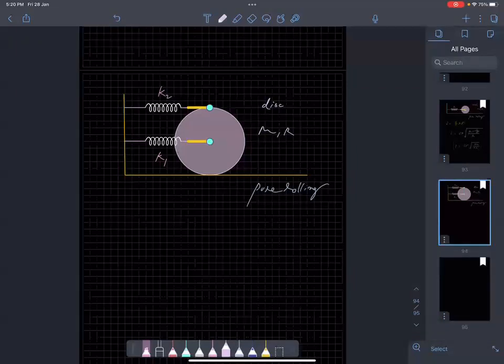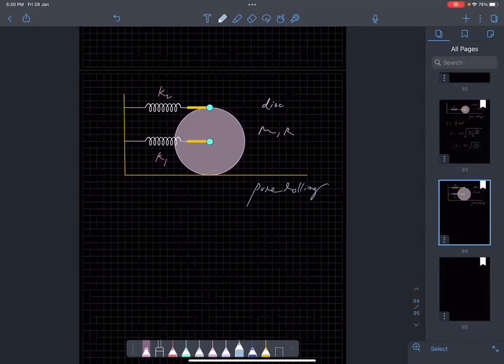I'll tell you one thing. Here you cannot write directly. You have to write the law of conservation of energy. Sir, if the spring K1 is stretched by X, then K2 will be stretched by 2X here.